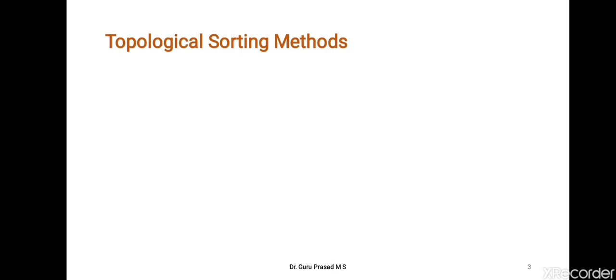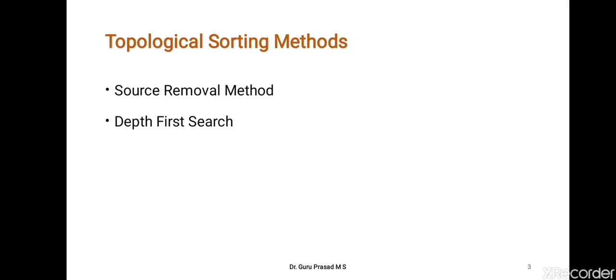Topological sorting methods. First one is source removal method. Second one is depth first search.